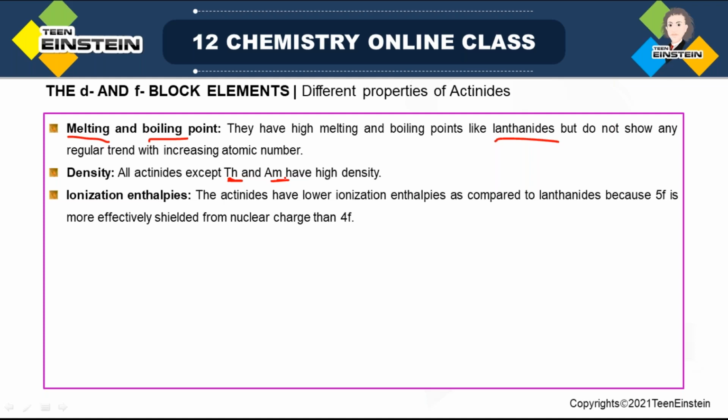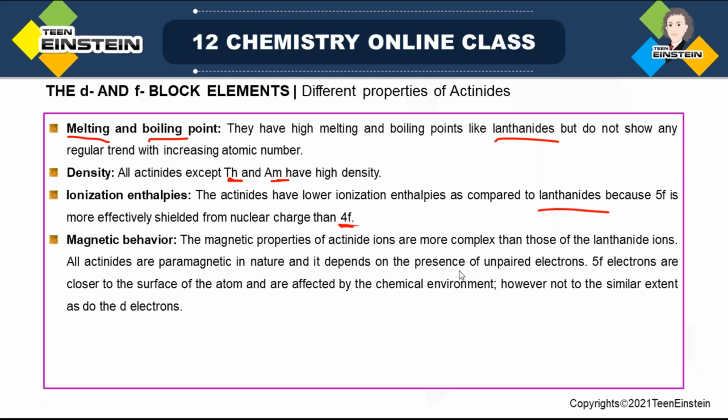Ionization enthalpy, that is the amount of energy we have to provide to remove the most loosely held electrons from isolated gaseous atoms. The actinides have lower ionization enthalpy if we compare with lanthanides, because in this case 5f is involved, and 5f is effectively shielded from nuclear charge if we compare with 4f. Okay, so that is why we can easily remove electrons from this orbital. So we have to provide less energy, and that is why ionization enthalpy is very less.